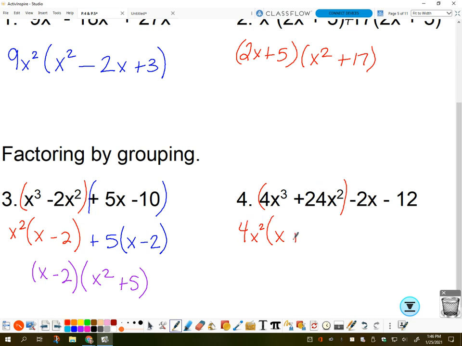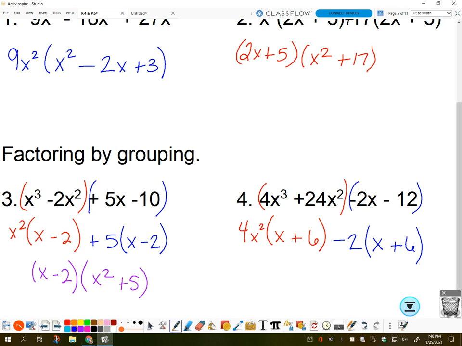24 divided by 4 is 6, and the x squared is canceled. All right, so then we look at the back two terms. So we have negative 2 and negative 12, so we're going to take out negative 2. If I take negative 2 out, divide by negative 2, this is going to be positive x, because the negative 2's cancel, and I'm left with that x. And then here, negative 12 divided by negative 2 is positive 6.